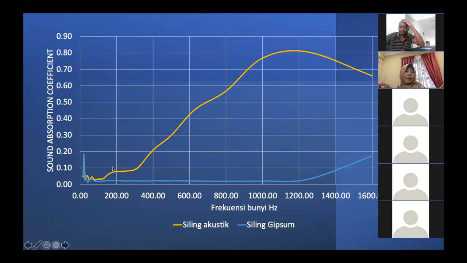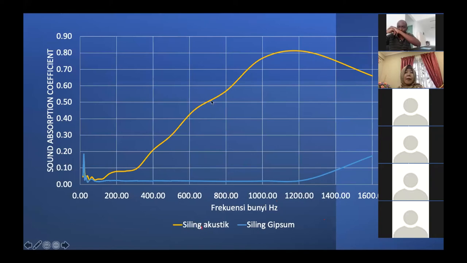As you can see here, this is the frequency. Just now you learned about frequency, right? The absorption of sound is not the same between frequencies. For example, at 1000 to 2000 it is very high, and at low frequency it is very low, below 0.1. So although a material is absorbent, the alpha is not the same. Look at the curve here for the acoustic ceiling. Although the name is acoustic ceiling, it only absorbs about 0.8 at frequency 1200.